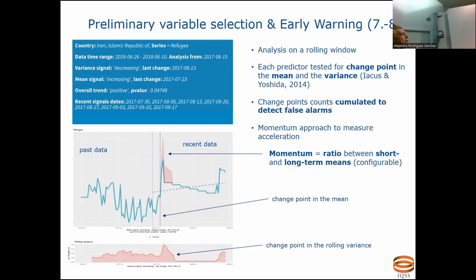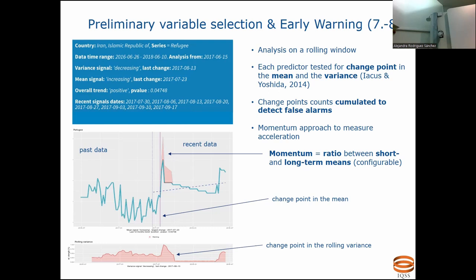And if these two numbers are the same, it means that the time series is more or less behaving like the past. If it is increasing because the short-term mean is actually going up or down, then you see there is a momentum. And the momentum is whether you want to put money on or remove money, depending on which side you are. Then we did the same for the variance.